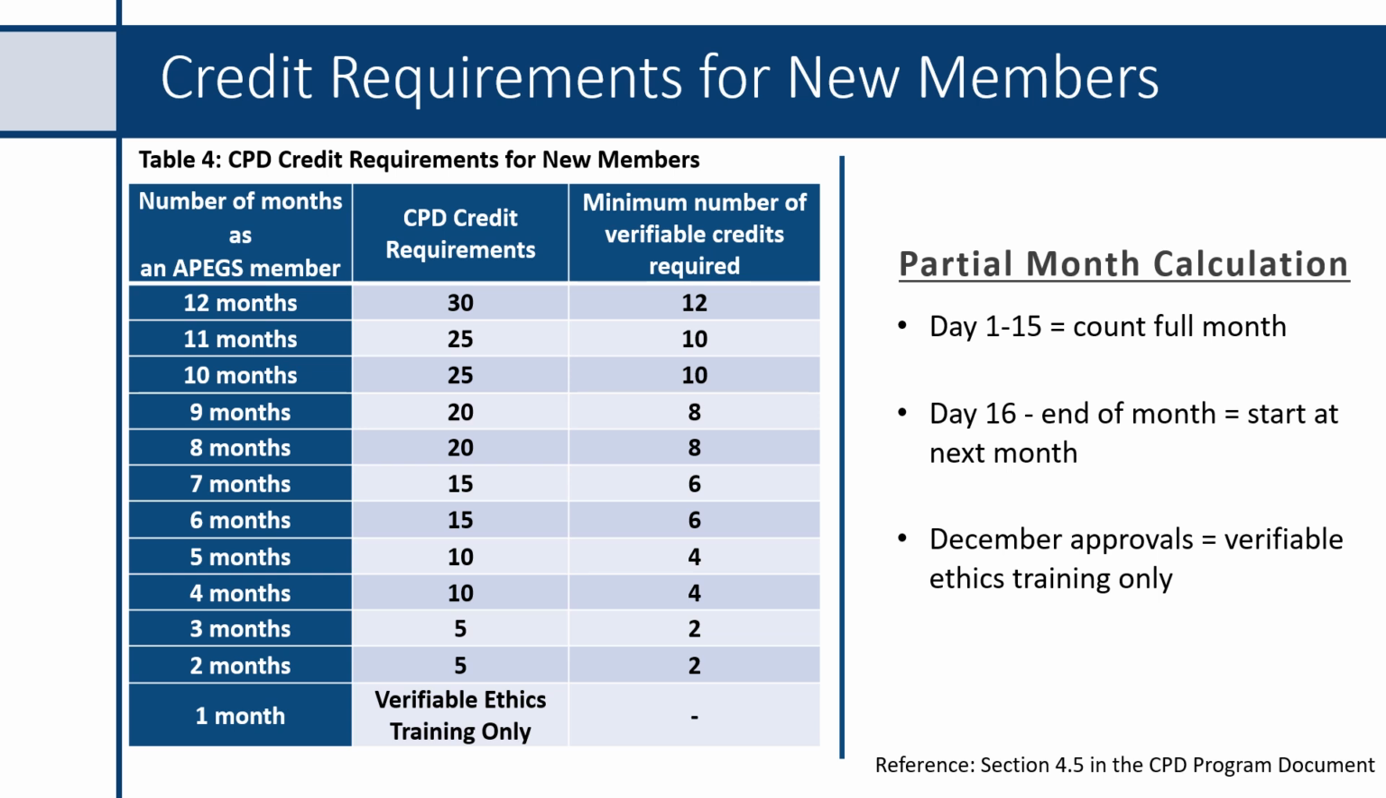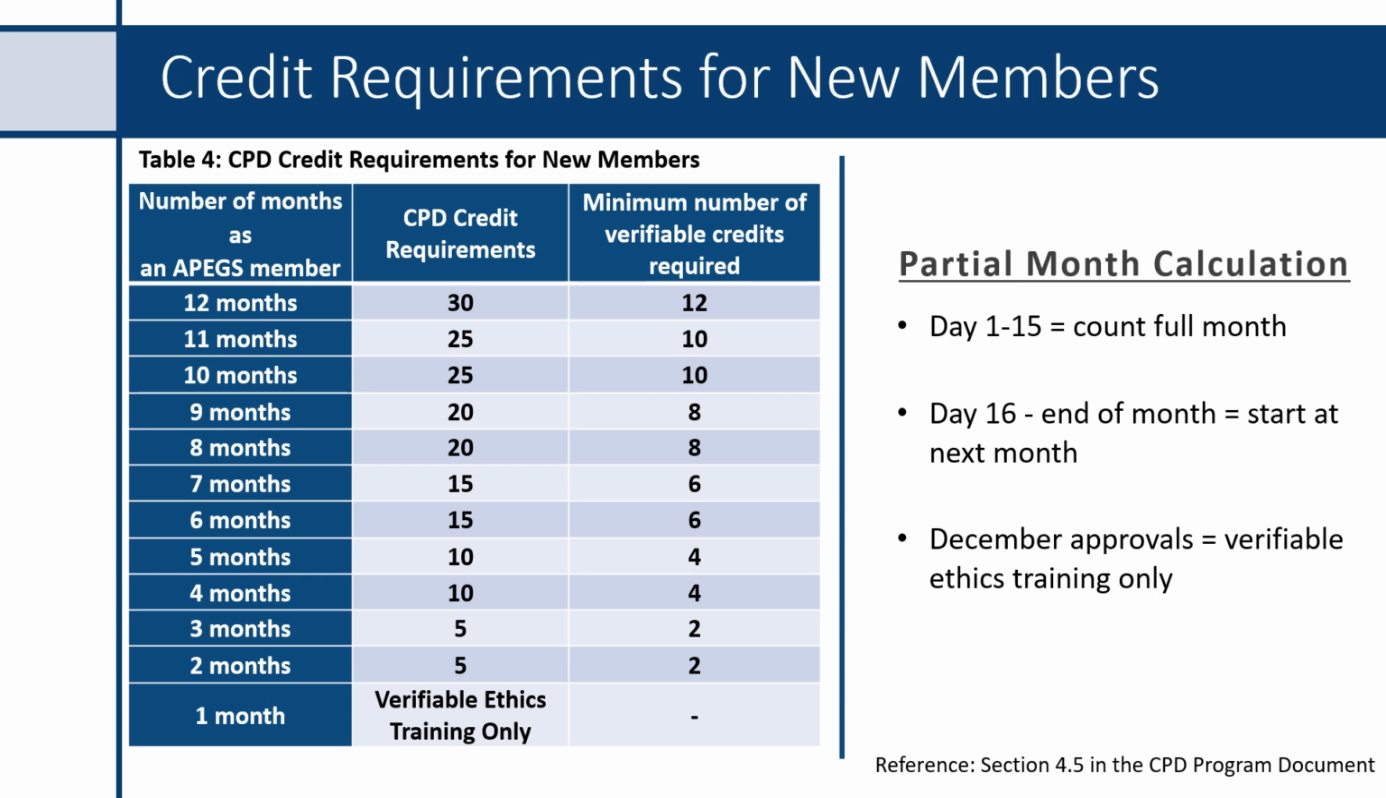If you're new to APEGS, your CPD credit requirements are prorated for your first calendar year of membership. Here's how it works. First, determine the number of months you'll be an APEGS member in that calendar year based on your official approval date. If your approval date falls between the 1st and 15th of the month, count that month as month 1. If your approval date is on the 16th of the month or later, consider the following month as month 1. If you are approved at any time in December, you'll be considered a member for 1 month.